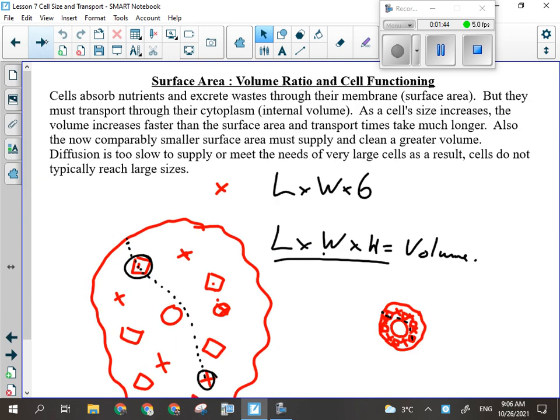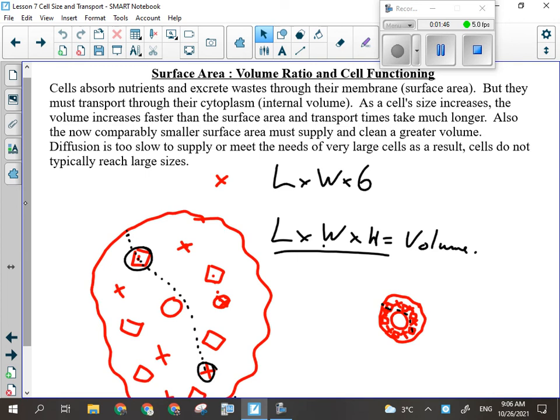All right, so what I mean by that is this, okay? Cells absorb nutrients and essentially excrete wastes across their membrane, okay, or through their membrane. That's their surface area, right? So the entire membrane is the cell's surface area, okay? But they have to transport material through their cytoplasm, which is their internal volume. That is a three-dimensional space, okay? As a cell size increases, the volume of the cell increases faster than the surface area does, okay? For a simple mathematical reason.